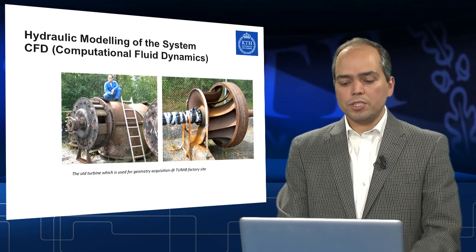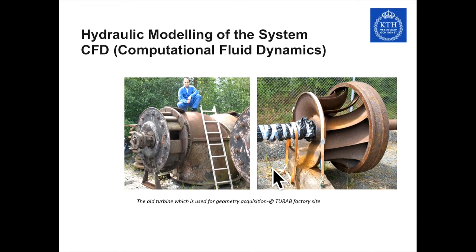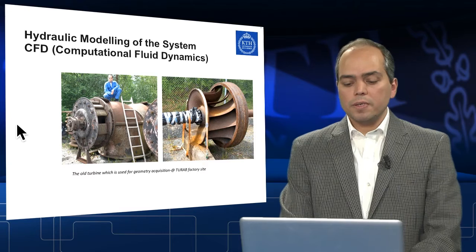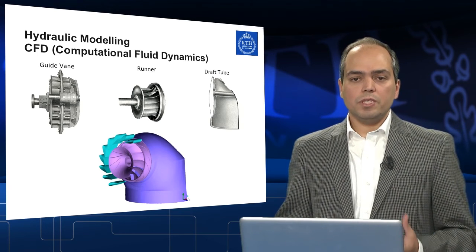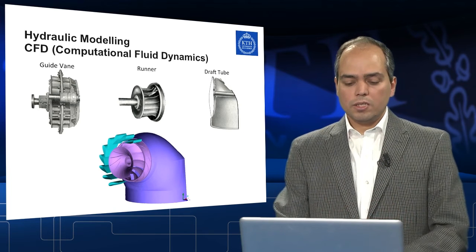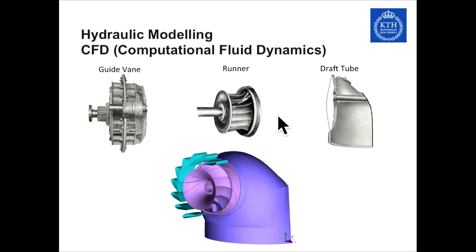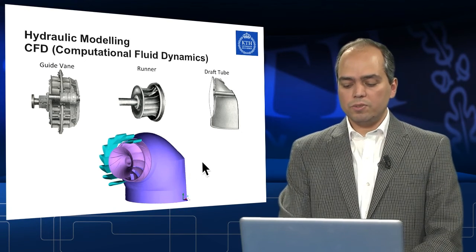The aim of the project here was to model the flow inside a new turbine, because this turbine should be replaced by a new one. So CFD, or computational fluid dynamics, is a helping tool. So here you could see the different parts of a system, the guide vanes, the runners, and draft tube. They are modeled in the computer with the help of the CFD programs here. So you could see the guide vanes, the runner, and the draft tube.